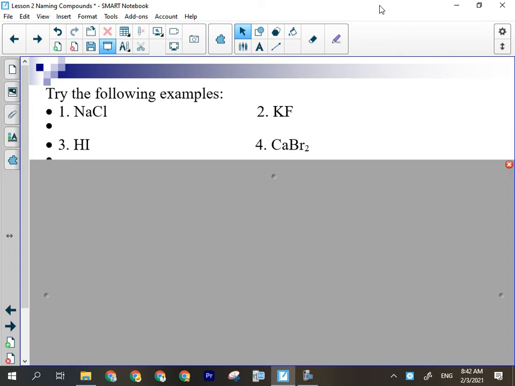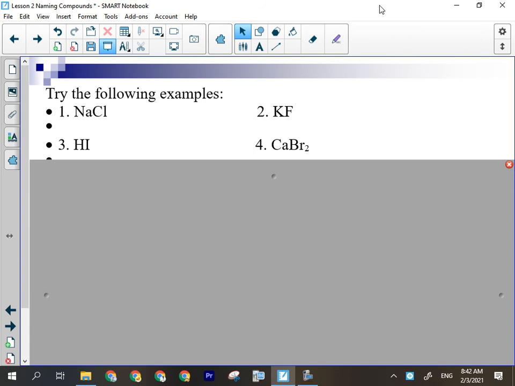Do the numbers on the compound, like this one here, where it's CaBr2, do we reflect that in the name at all? No, we don't. Because of the swap and drop. There's only one way bromine and calcium can go together. Everybody knows that, so we just have to say calcium bromide. All right, everybody with me on that?